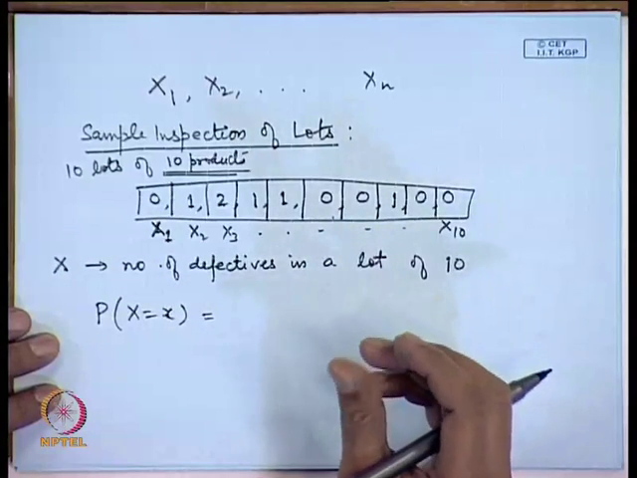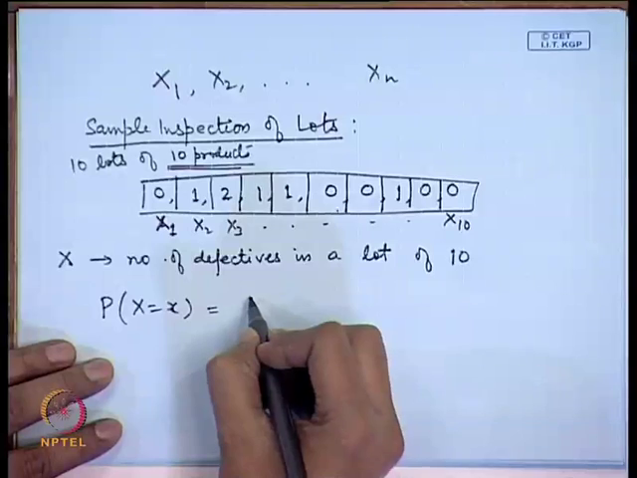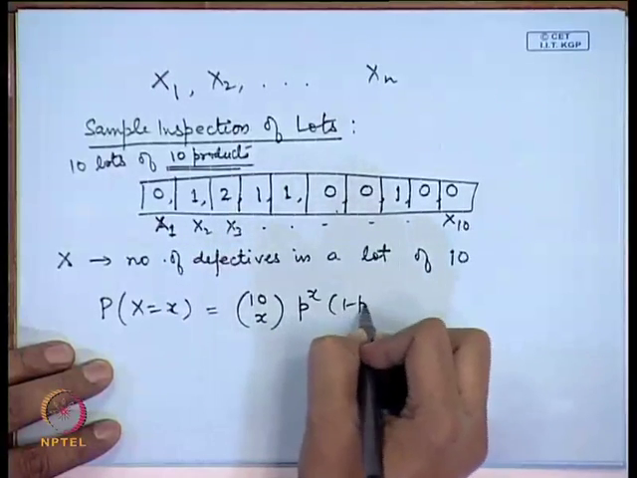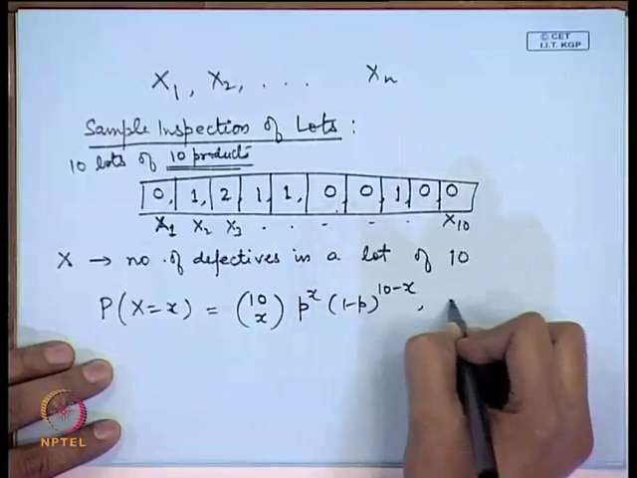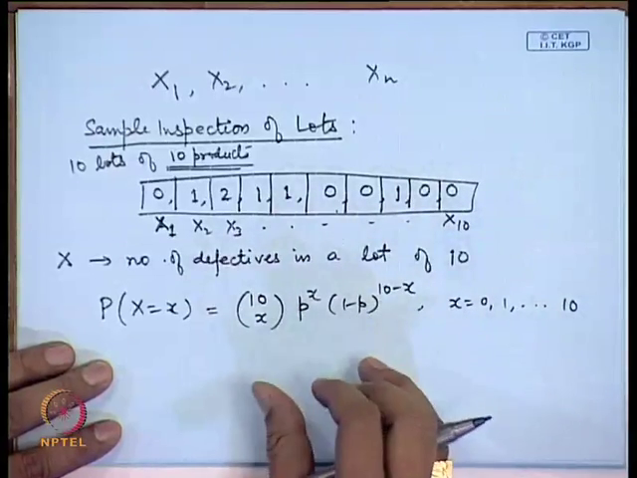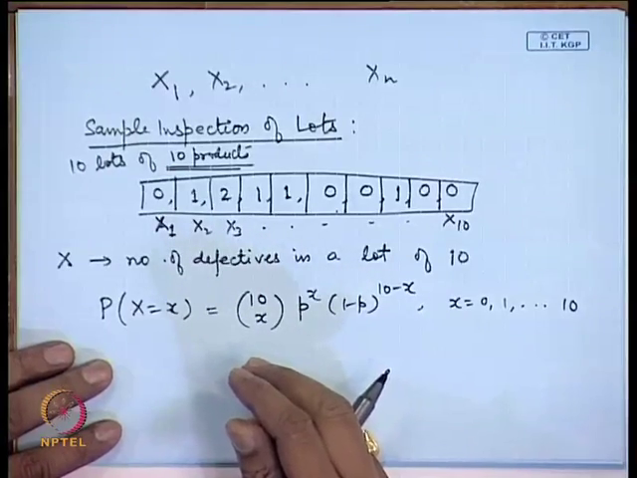So, one may use a binomial model or one may use a hypergeometric model depending upon the conditions that have been imposed on this kind of situation. Suppose there is a constant probability p of being defective, then this probability will be 10 C x p to the power x (1 minus p) to the power 10 minus x for x equal to 0, 1 to 10. That means you may have a binomial model to describe the distribution of x.